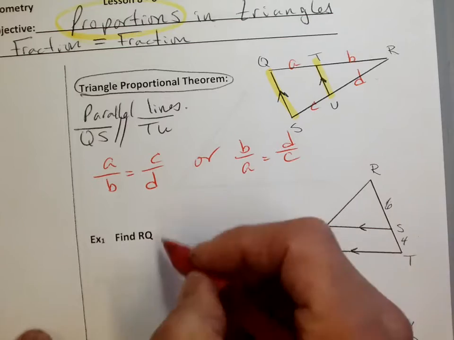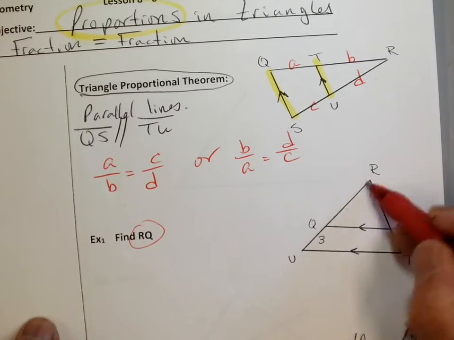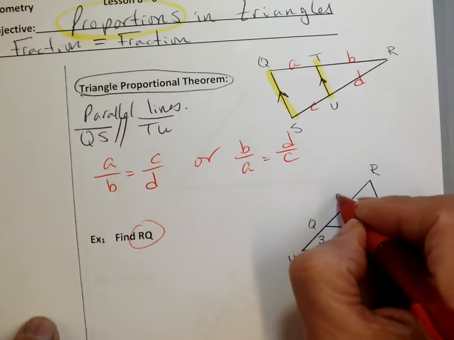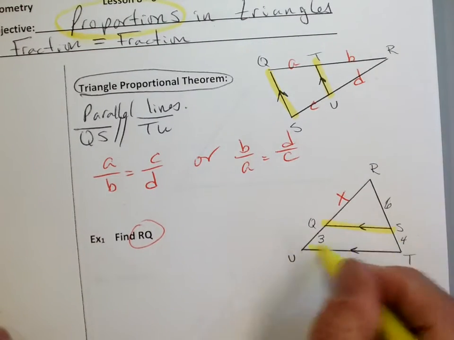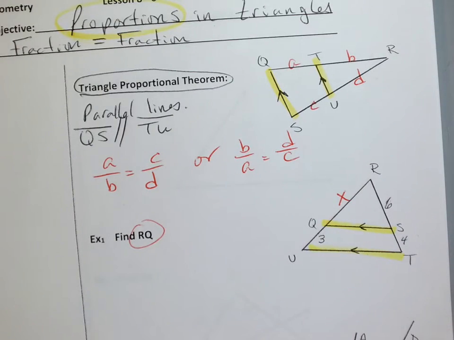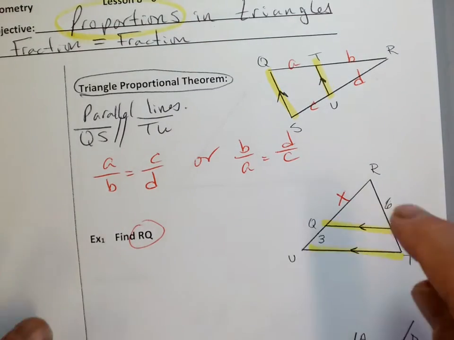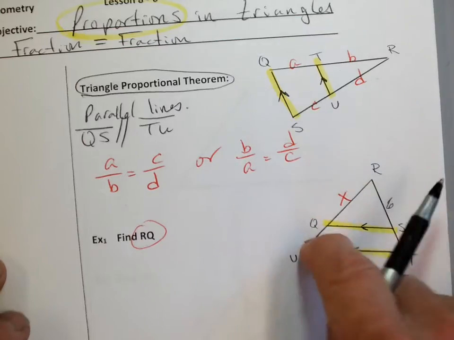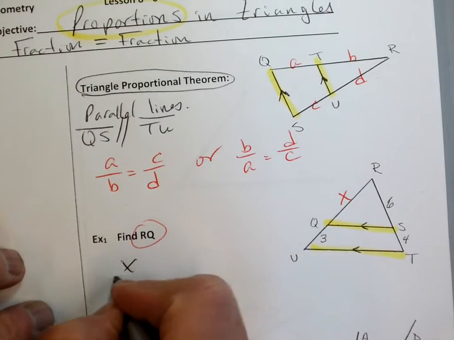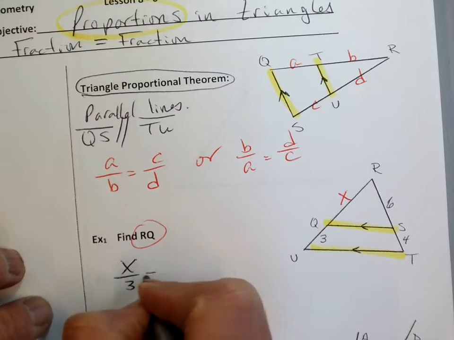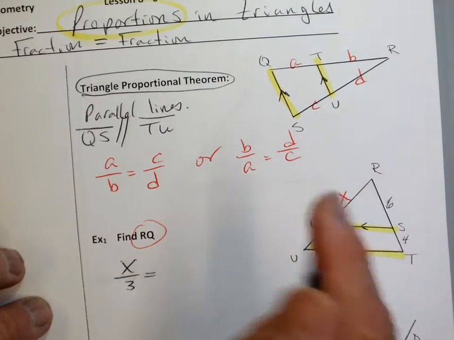Now, let's take a look at this. Find QR. So if I want QR, that's this piece here. I'm just going to call it X. It's just easier if I call it X. I do have parallel lines. You have to have parallel lines to see that. So here's what I have to do. I've got to set this up. I can say X over 3 equals 6 over 4. That's all I do.